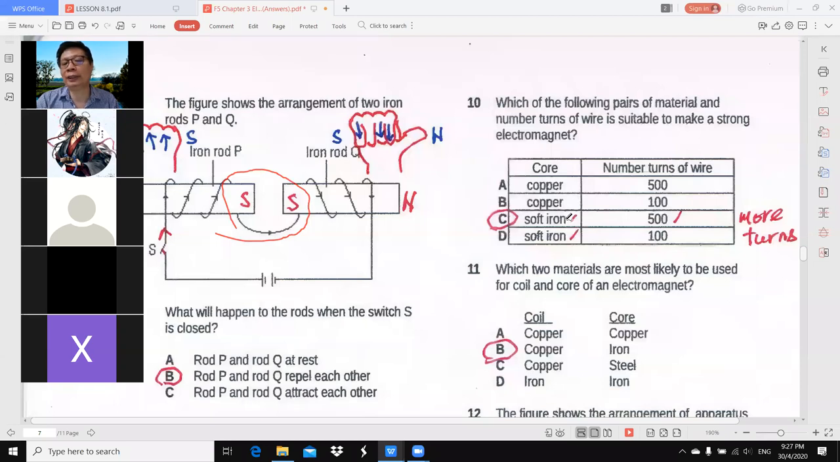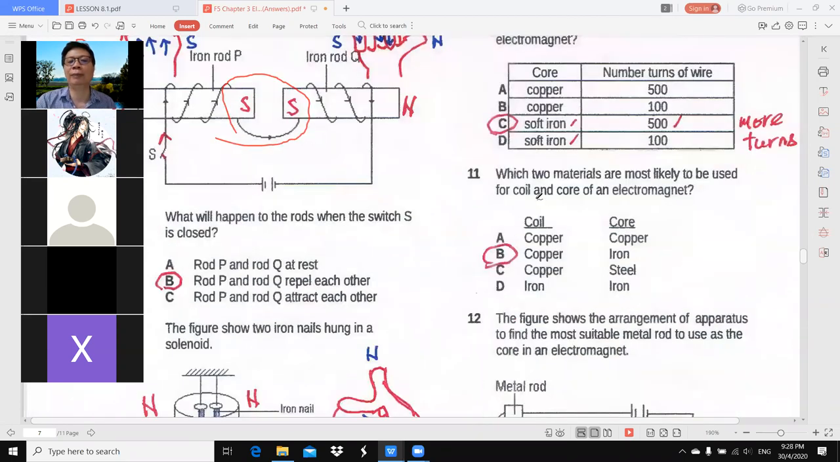There's another better reason, you know, because soft iron is easy to magnetize and easy to demagnetize. Do you remember that or not? It becomes a very strong magnet, that's correct. And then soft iron is easy to control. It can easily magnetize and easily demagnetize. Okay. Another reason you choose more turns: when you have more turns, the magnet becomes stronger, correct or not?